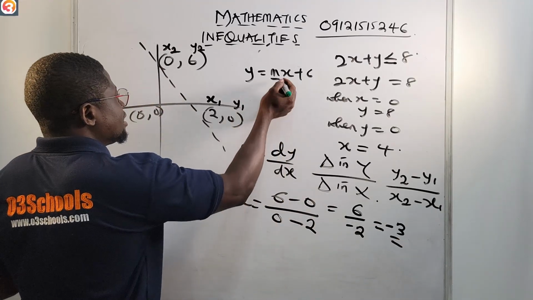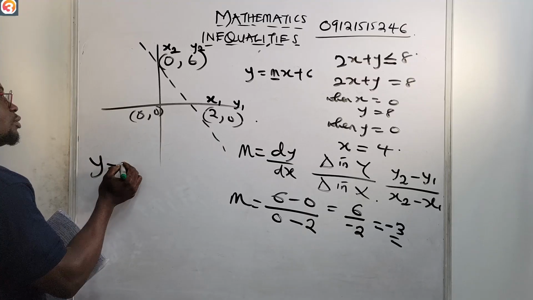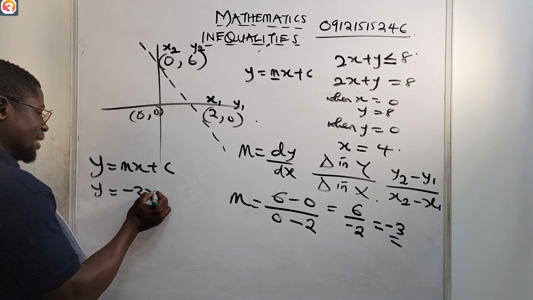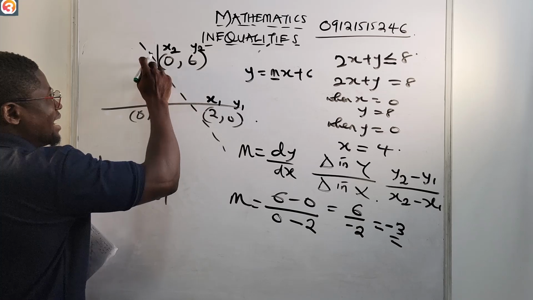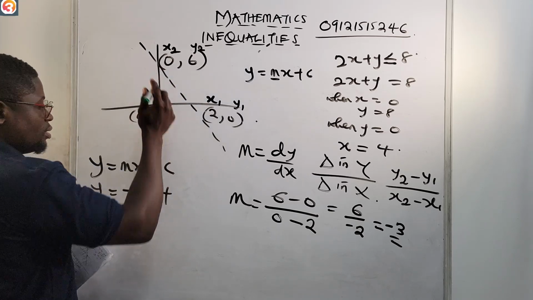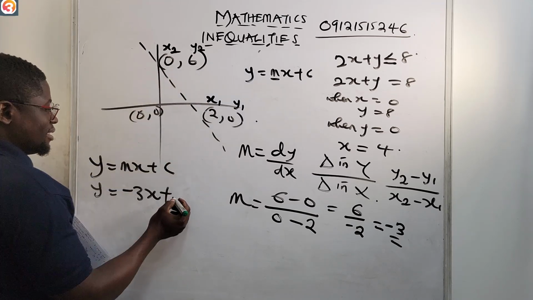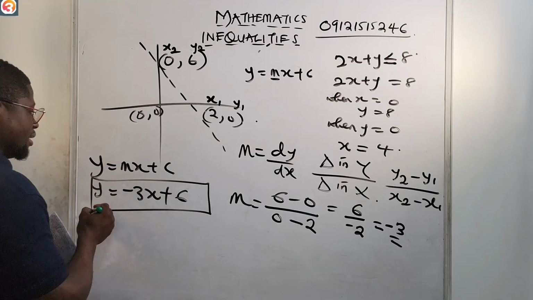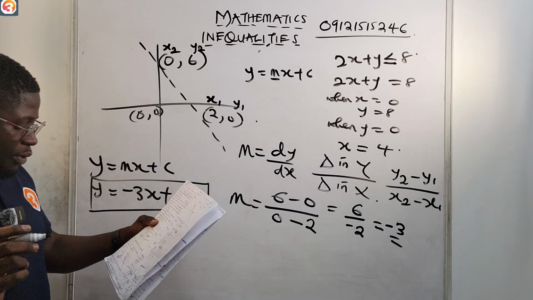So now let us put it into this equation. y is equal to mx plus c. That means y is equal to minus 3x plus what? Our intercept on the y-axis is what? Is 6. Okay, our intercept on the y-axis is 6. So I'm going to have 6. Okay, this is our equation.